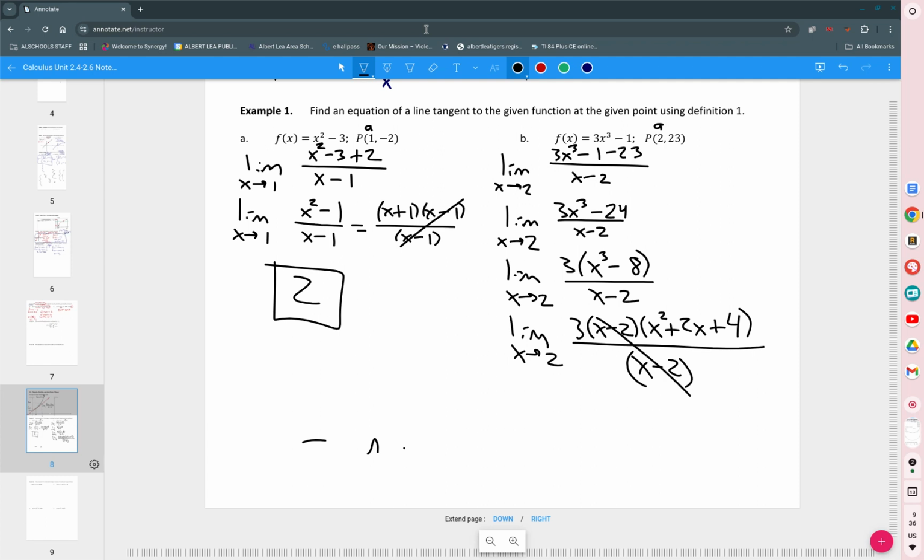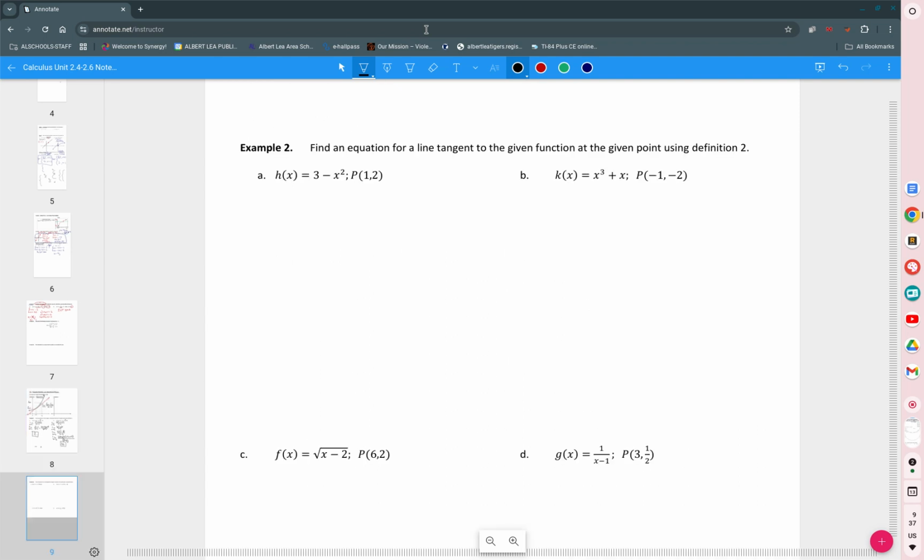Those are gone. We now fill the discontinuity. I have 2 squared is 4, plus 4 is 8, plus 4 is 12, times 3 is 36. Oh yeah.